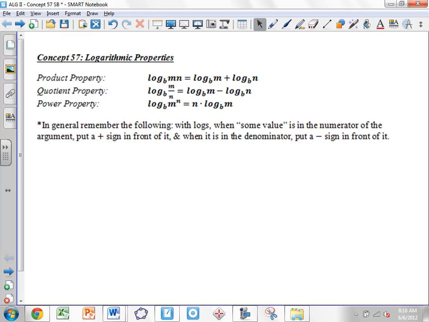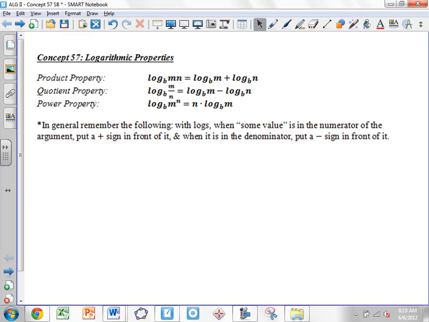With logs, when some value is in the numerator of the argument, put the plus sign in front of it. So here, these two values, m and n, are in the numerator. They both have positive signs. In the next line, m is in the numerator, isn't it? And it's got a positive sign in front of it. N is in the denominator, and it's got a negative sign.